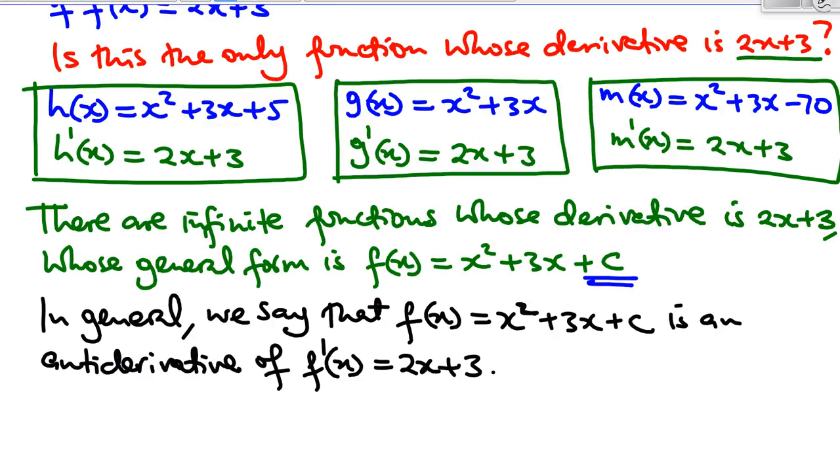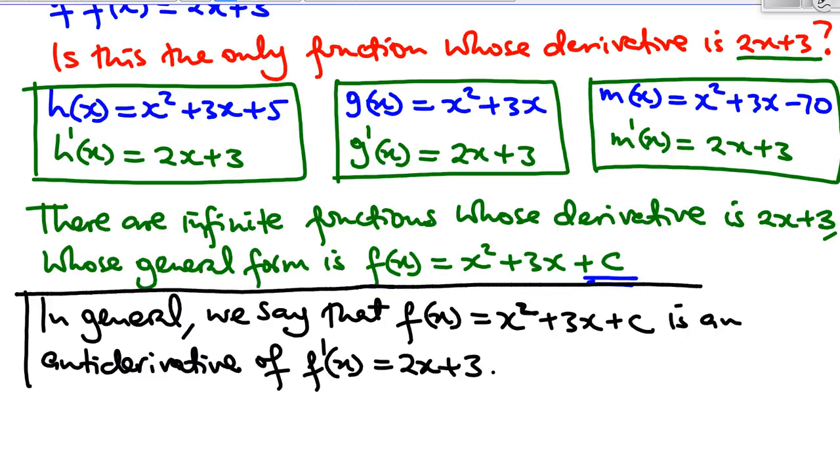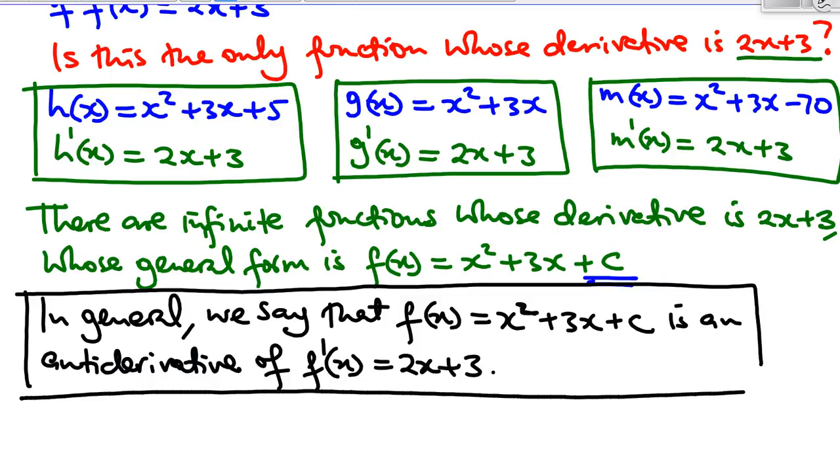So in general, we can say that f of x, which is equal to x squared plus 3x plus c, is an antiderivative of f dash x, which is 2x plus 3. So this is a family of functions.